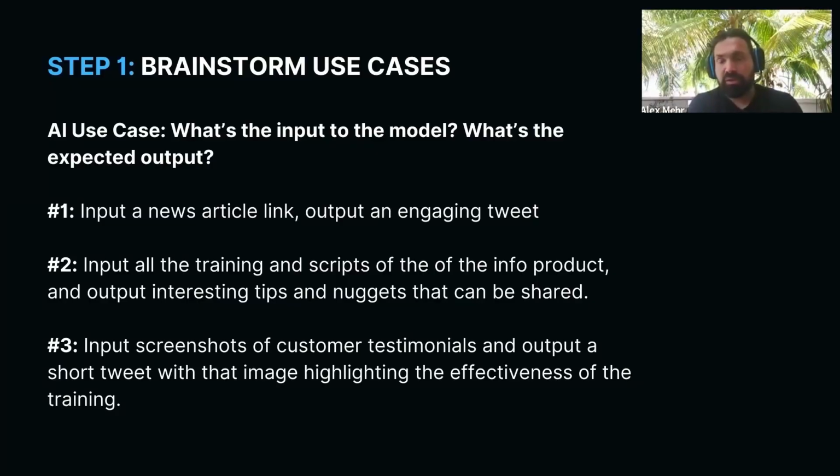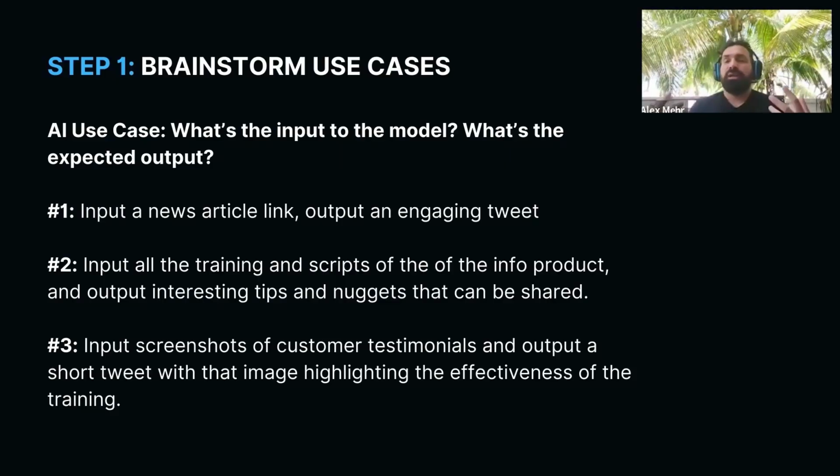The second one is also text to text, because you're putting a large amount of text from all the training and you're outputting small nuggets or tips. Okay, so again, large text goes in, small text comes out. The third one is actually image to text. So you upload an image and then AI will describe what's in the image with the context that it has, and then it gives you small text that you can accompany the image, right? So it's text to text, text to text, image to text.